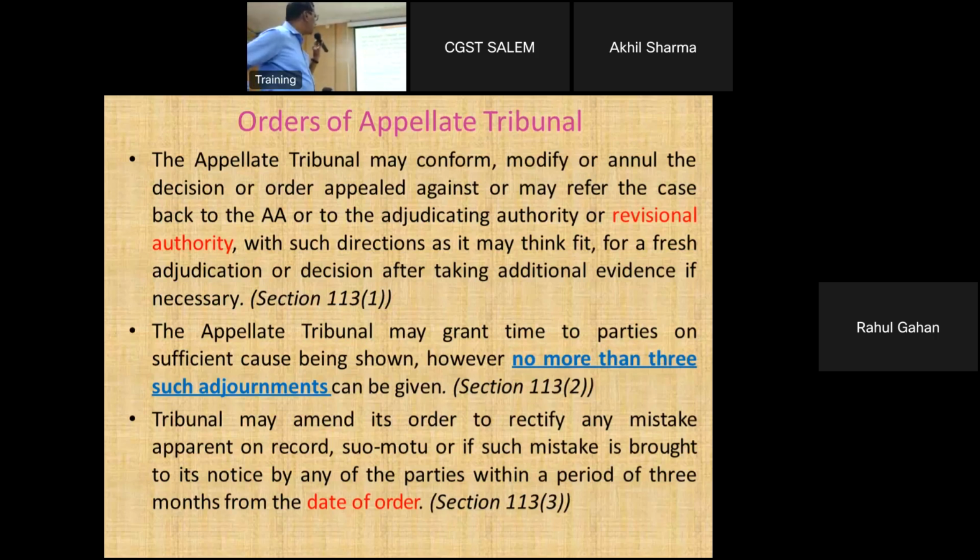The tribunal may amend or rectify a mistake apparent on record, if so noted or if such mistake is brought to its notice by a party within a period of time. After issuing the order, if there is an apparent mistake, the tribunal itself can rectify it. It is there in a corrigendum; we say even the adjudicating authority can do it, and the appellate authority can also do it.